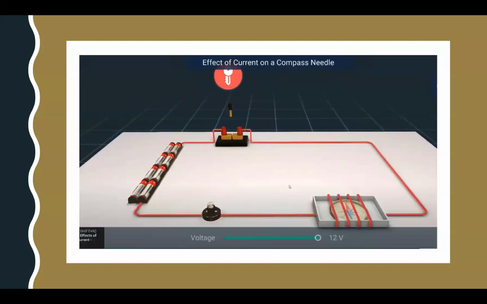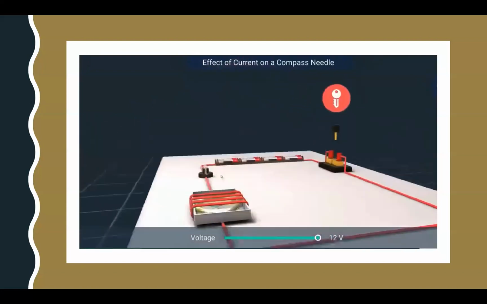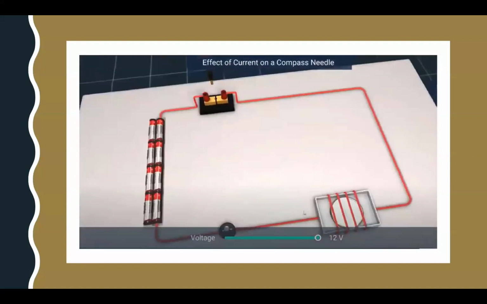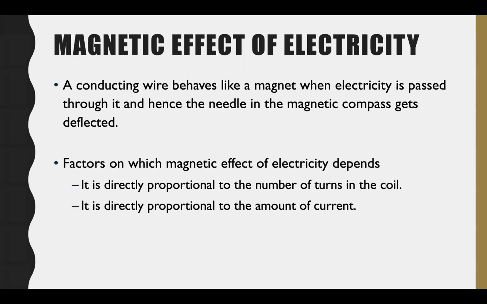There also you saw the deflection in the compass needle when it came near the bar magnet. And here also you saw the deflection in the compass needle. So why is it so? Why does the deflection occur? It is because a conducting wire behaves like a magnet when electricity is passed through it, and hence the needle in the magnetic compass gets deflected.